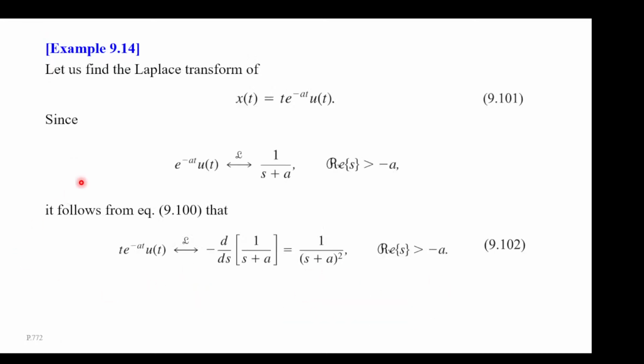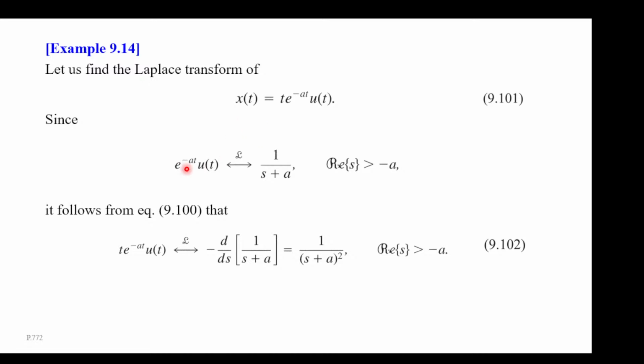Here we see an example. This is actually a useful example, used to derive our higher order partial fraction expansion to do inverse Laplace transform. We want to find the Laplace transform of x of t equal to t e to the minus at u of t. This is actually kind of inverted from what we want to do.